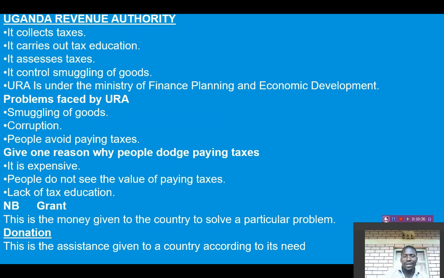Problems faced by URA: 1. Smuggling of goods. Some people insist and import goods without even paying taxes. And they sometimes bring goods which are not of good quality, which are not supposed to be brought into the country. Then another problem is corruption.